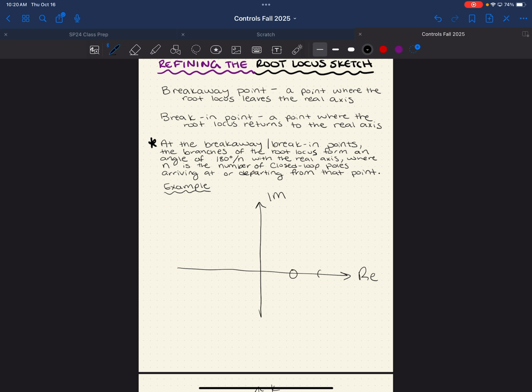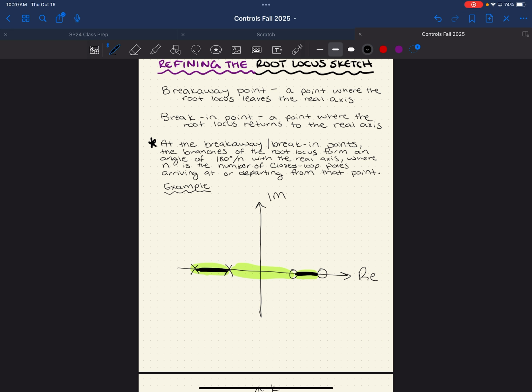Let's put two zeros over here, two poles over here. All right, where should I draw my real axis branches? Should I draw a branch here? Yes. How many symbols are to the right? One. So that's an odd number, so yes. Should I draw it in this section? No, because there are two symbols to the right. That's an even number, so I have no branch there. What about between these two symbols? Right, I am to the left of three different symbols, so I draw it here.